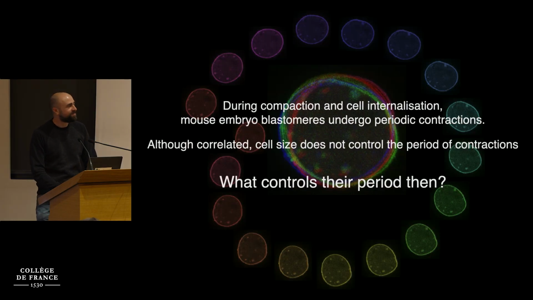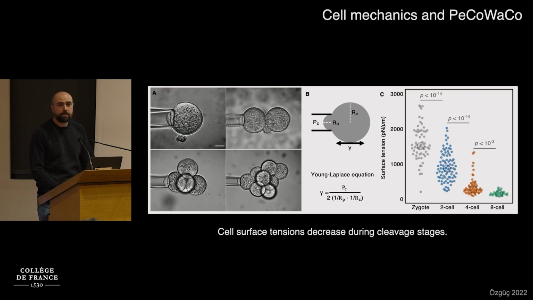So what else then? What we saw as well, which was changing with development, is not just the size of the cell, but also the surface mechanics. If you probe the surface tension of those cells at the zygote stage, you have about 1,500 piconewtons per micrometer, and then it goes all the way down to about 200 piconewtons per micrometer for the 8-cell stage. So it looks like cells are becoming softer and softer.